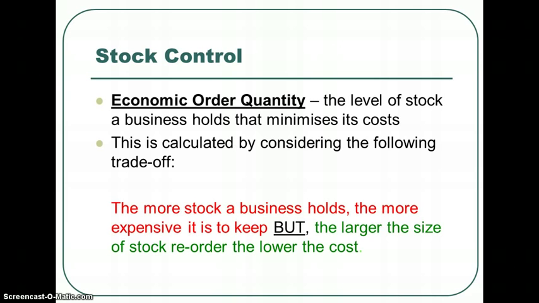The more stock a business holds, the more expensive it is to keep, but the larger the size of stock reorder, the lower the cost. That's where the economies of scale kicks in. So if you're going to get a lower price for ordering 100 items, you might want to hold 100 items. But, as the red sentence says, to hold 100 items would be expensive in terms of storage and insurance and everything else. So finding that right level is important.